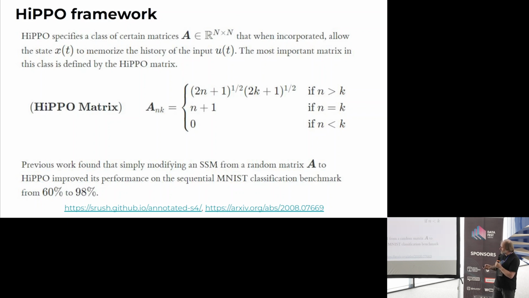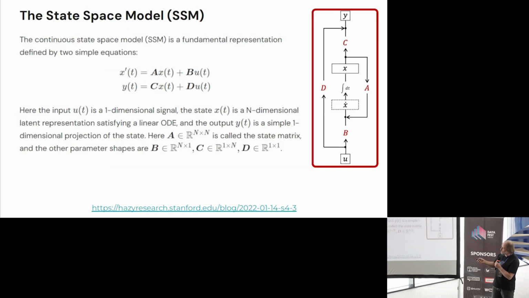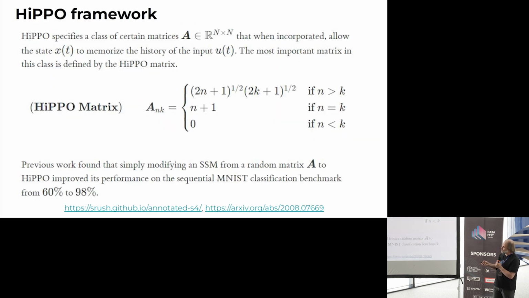After the original SSM paper, they proposed the Hippo framework. Hippo assumes a very special type of the A matrix. The A matrix is the particular matrix used for transforming the internal state of the SSM. And if you use a Hippo matrix of this type, you suddenly get a significant boost in quality on sequential MNIST, which is a very special data set, not related to production, but still a good benchmark, with a huge improvement from 60% to 98%.